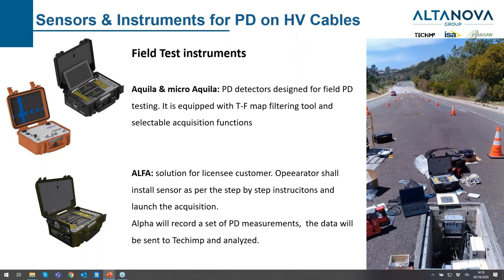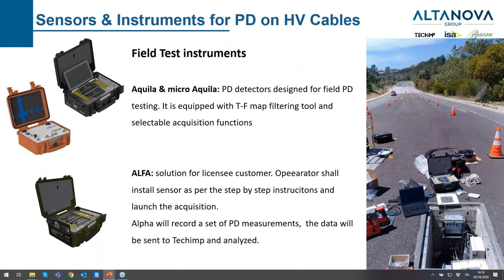What are the differences between Alpha and Aquila? Basically, Aquila and Microaquila are designed to be used by skilled personnel, and they have a variety of tuning parameters that can be set during the acquisition. In many cases, partial discharge can be a side activity for testing engineers, something that they don't do every day, but just once in a while.